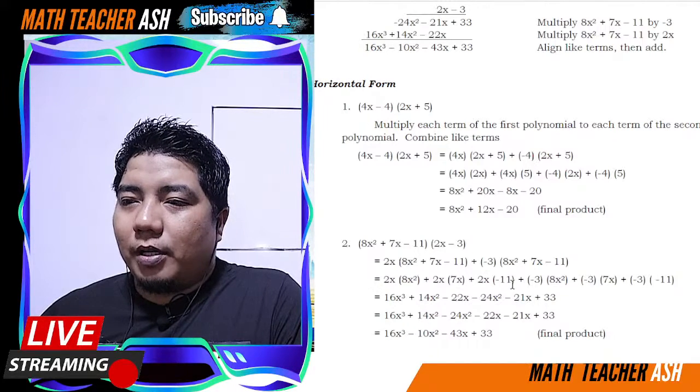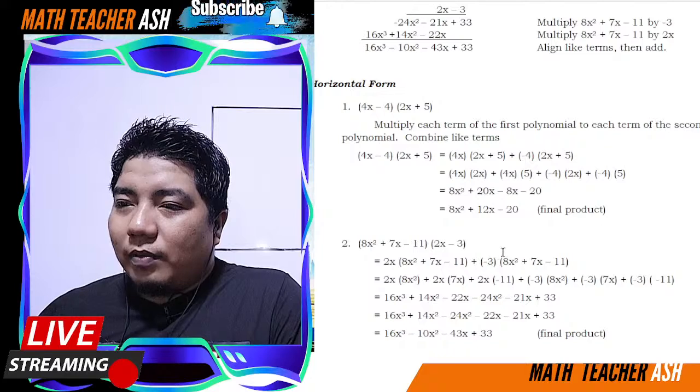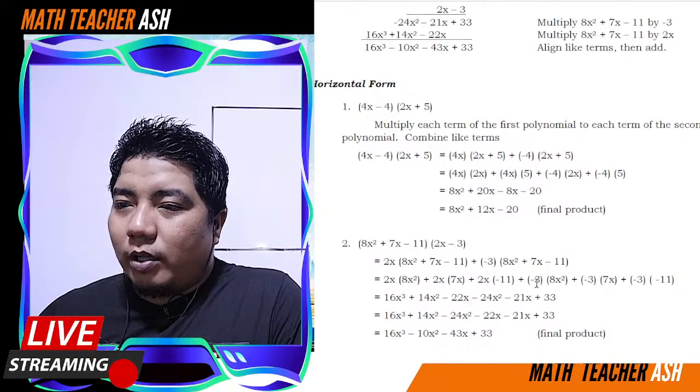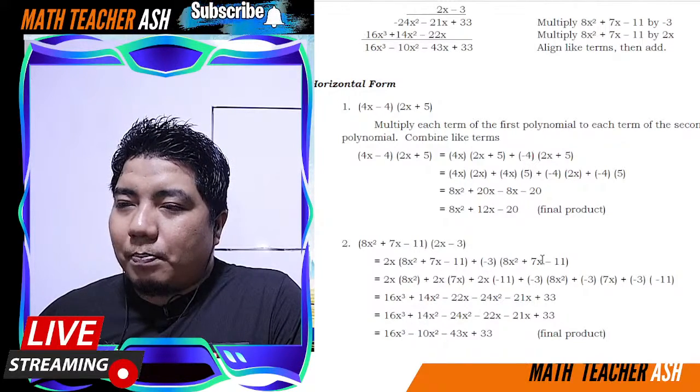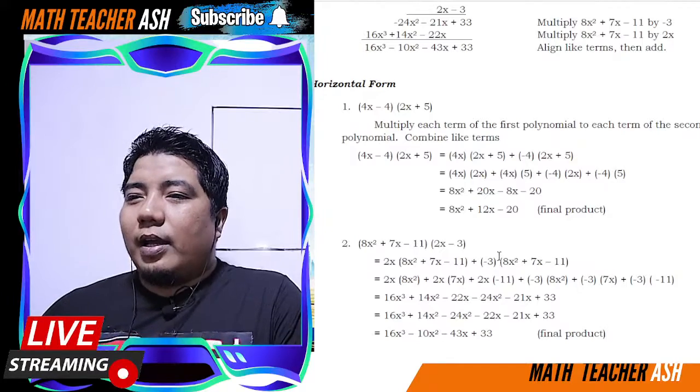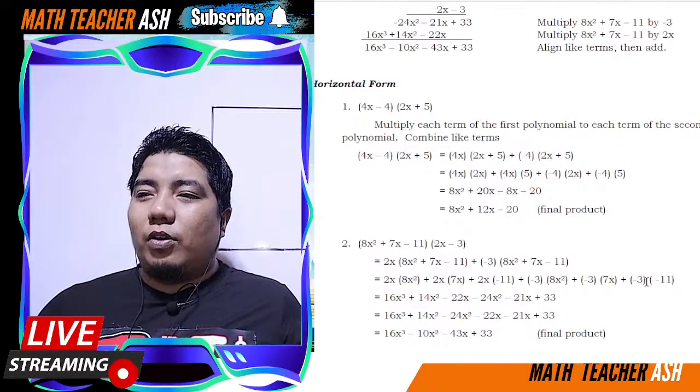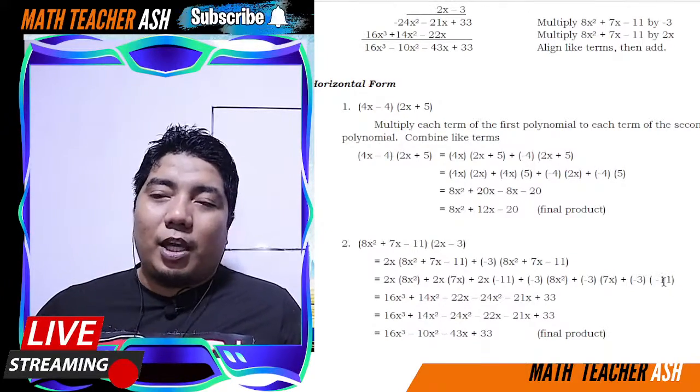Okay, ito yan na part. Next, negative 3, 8x squared, ito yon. Negative 3, positive 7x, ito yon. Negative 3, negative 11, ito yon. Okay, and then you simplify each term.